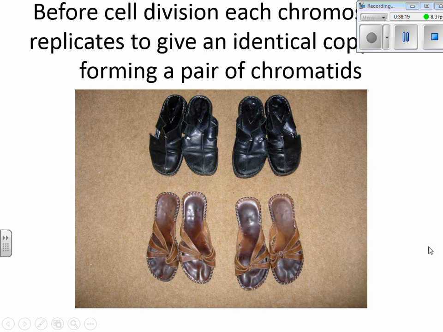So in a chromosome, each individual shoe here would be known as a chromatid. All right, so you have 2 lefts and 2 rights in each pair, or 2 maternal and 2 paternal. But we don't call them chromosomes at that point, we call them chromatids.